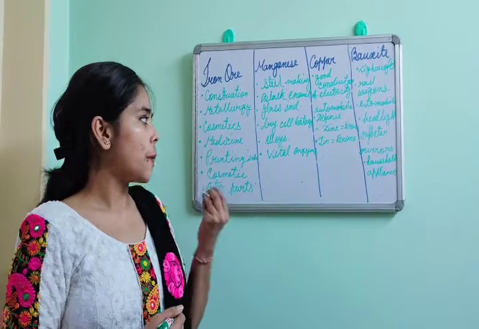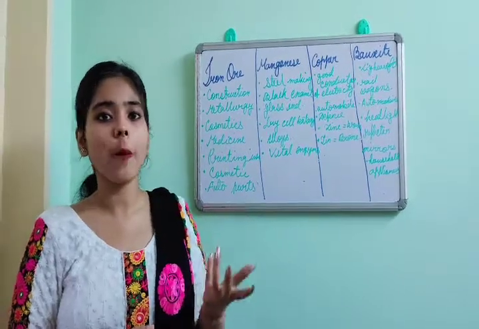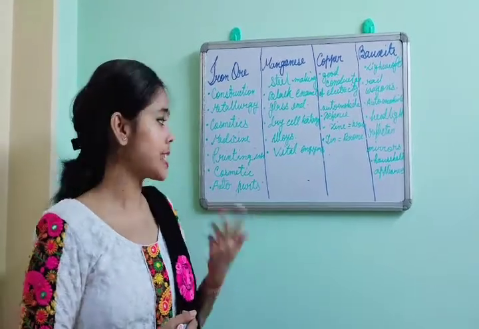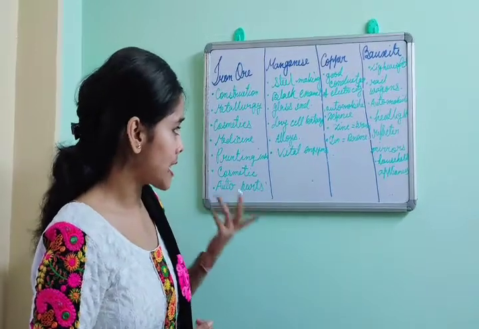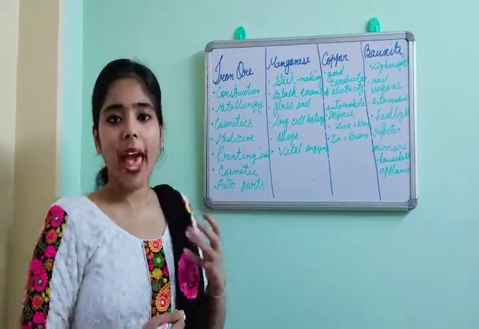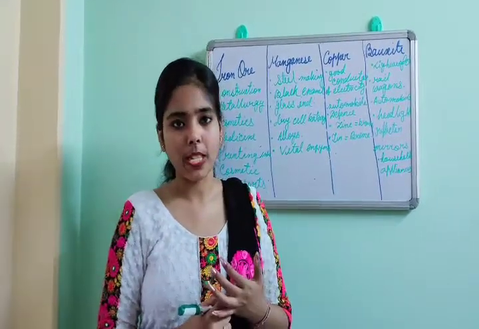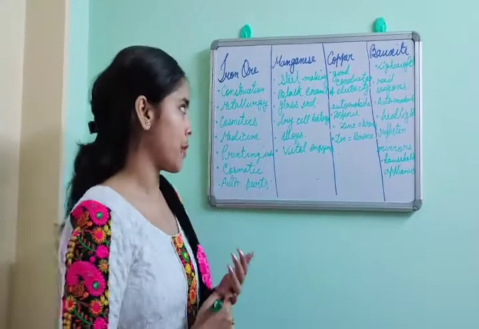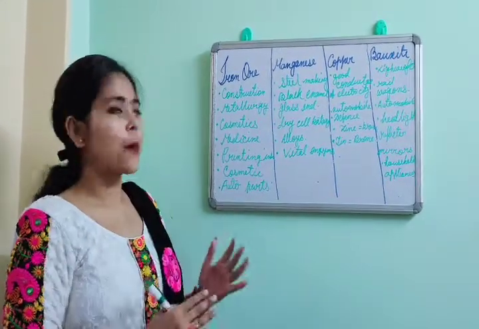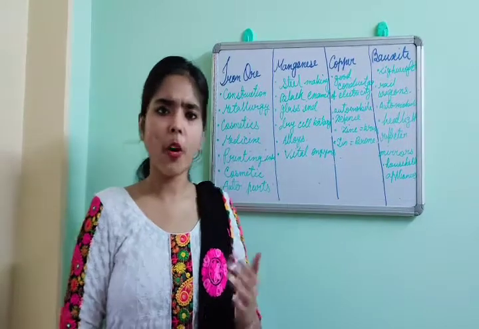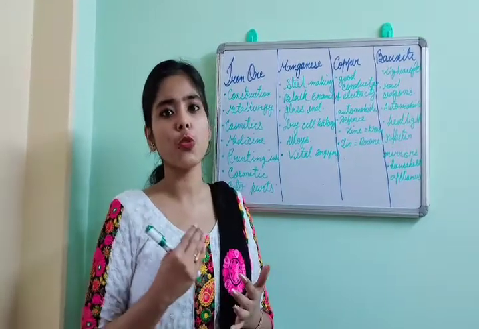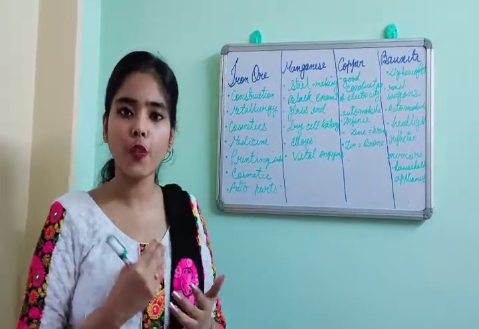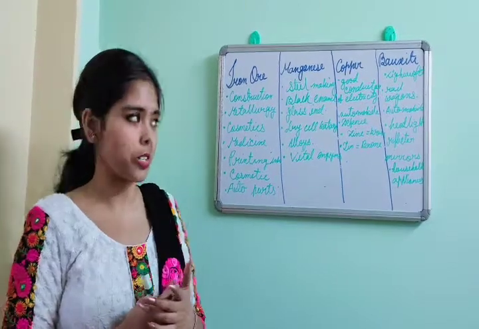Then manganese is also used in the form of a number of different alloys. And number six, it also acts as a vital enzyme in the medicine industry. So this is all about manganese. In your book, other points are also there. Please try to read and learn about four points from each of the minerals.